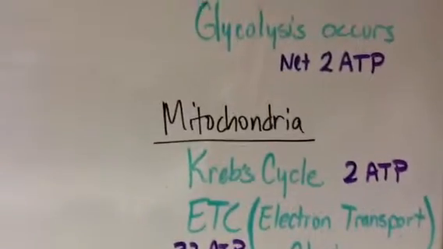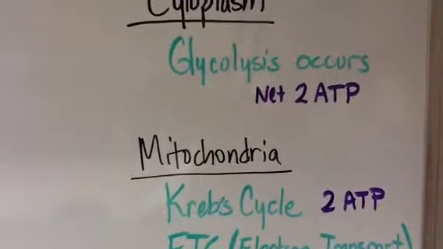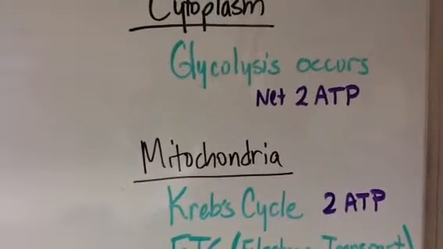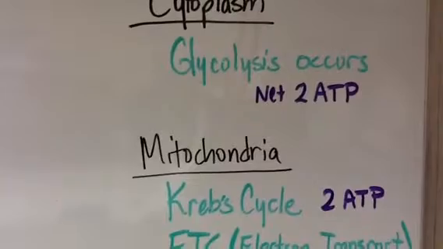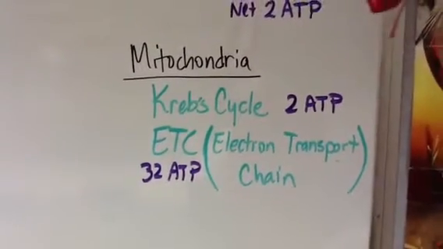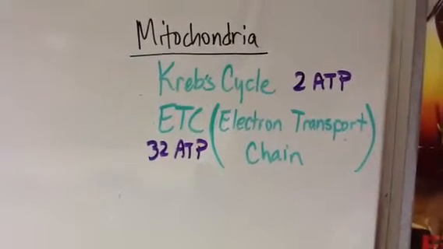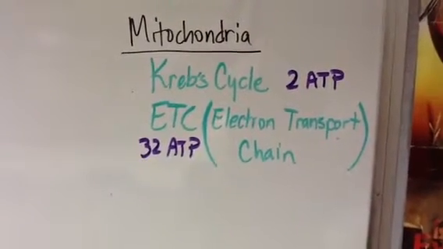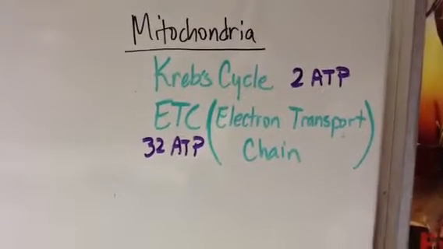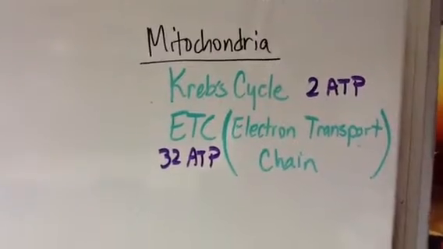So the first step to cellular respiration is glycolysis. And that makes 4 ATPs, but 2 of them are burned up in the process. So we get a net of 2. And then we go to our mitochondria. In the mitochondria, where the Krebs cycle occurs, it produces 2 ATPs, and then the electron transport chain produces 32 ATPs. That's like the gold step. Altogether, we're going to have 36 ATPs produced.